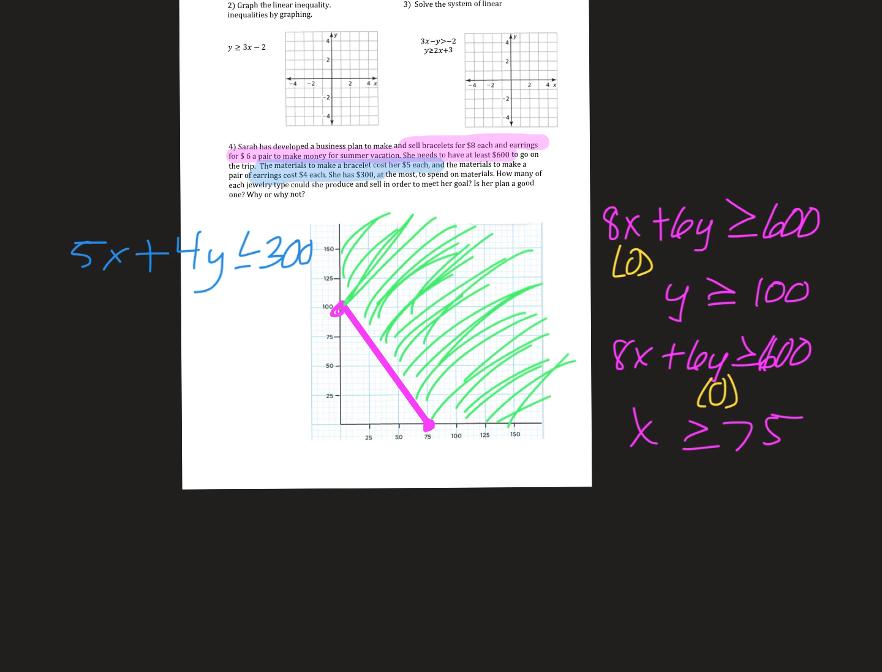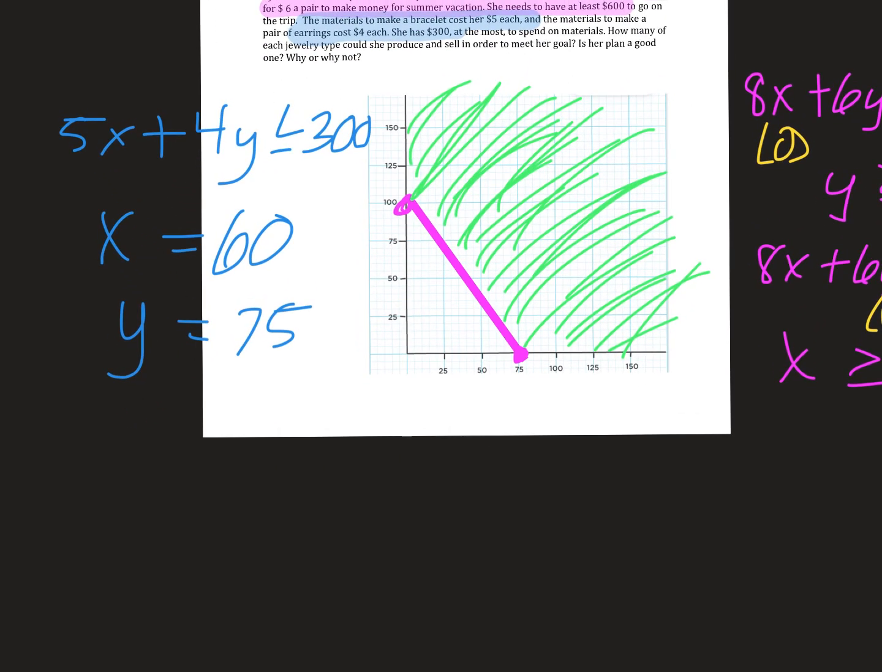So my x-intercept, which I'm just going to do pretty quickly by doing 300 divided by 5, is going to be 60. And then my y-intercept, 300 divided by 4, is 75. Is that what you all got? Okay. So my x-intercept is going to be 60, so right here in between, kind of right there-ish. And then my y-intercept is 75.